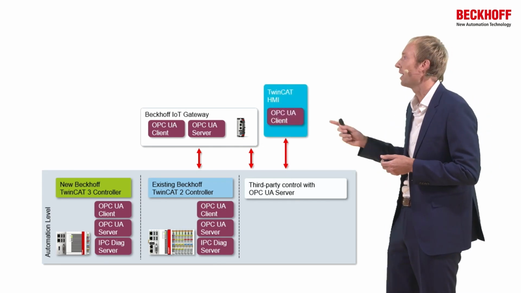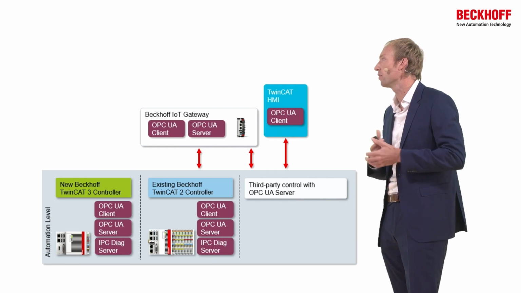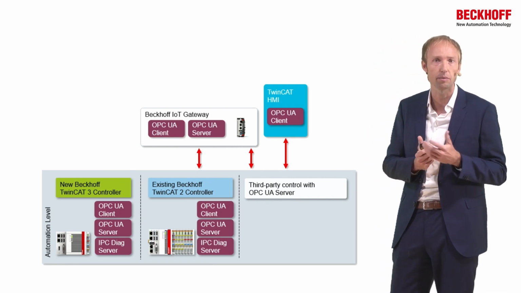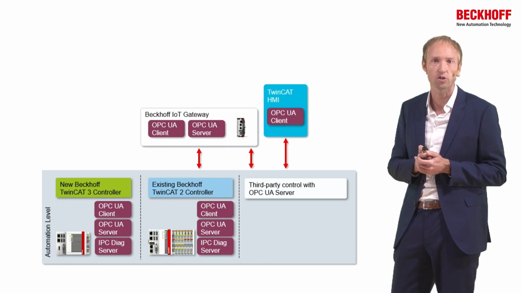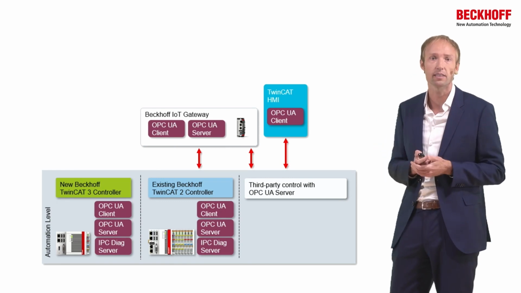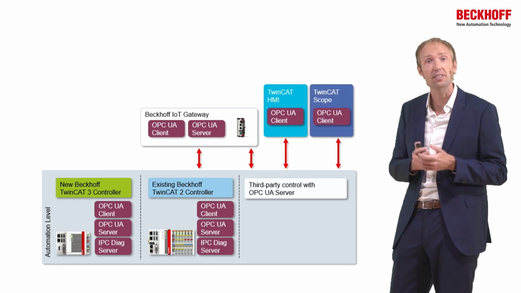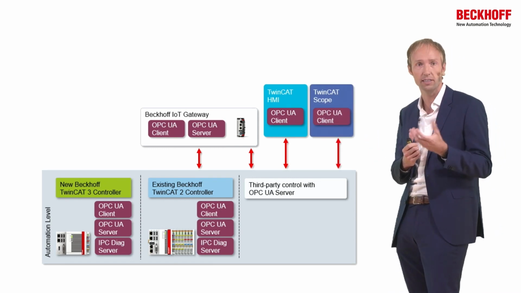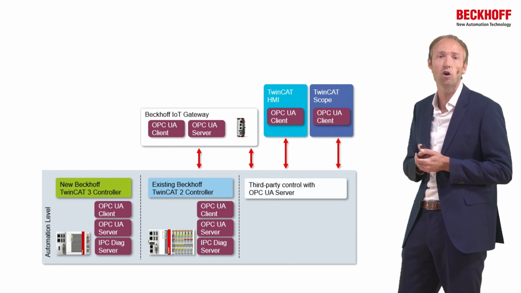With our TwinCAT HMI system, we have an HTML5-based visualization, which also comes with an integrated OPC UA client that is able to access remote OPC UA servers to display and visualize their data. At the same time, we have our TwinCAT Scope, which is a powerful charting tool for diagnostics, which also comes with an integrated OPC UA client.